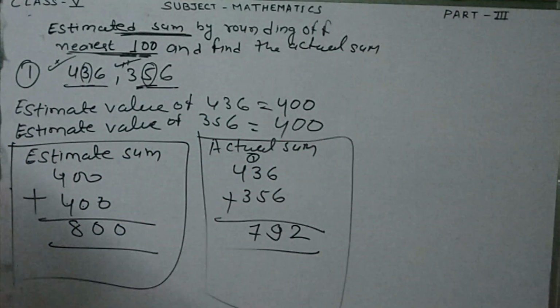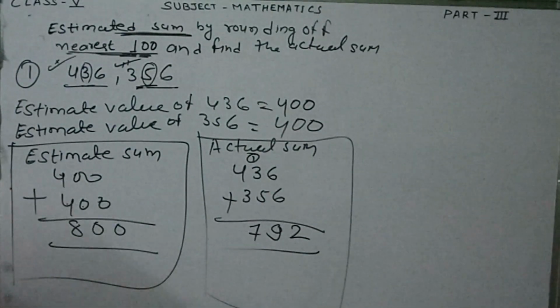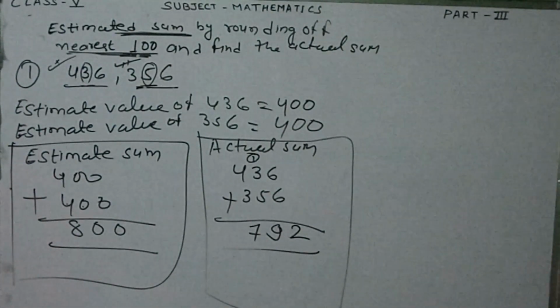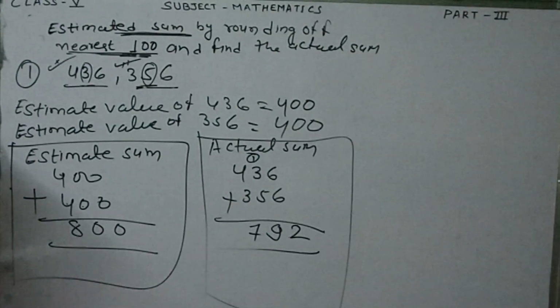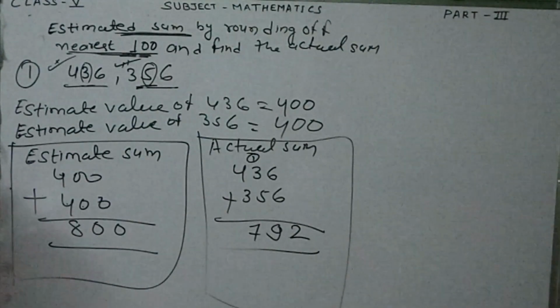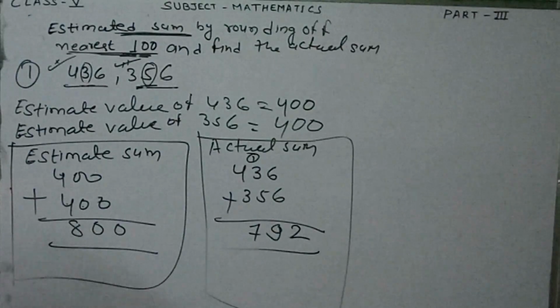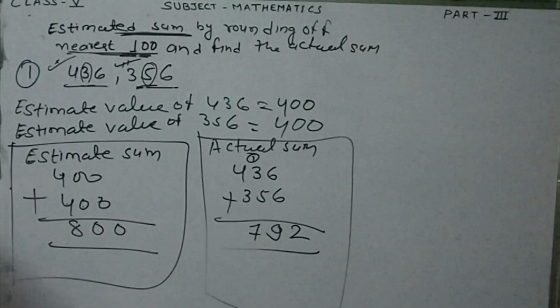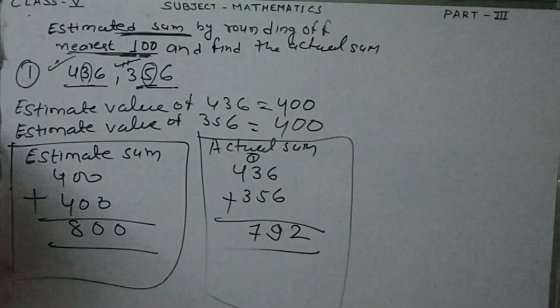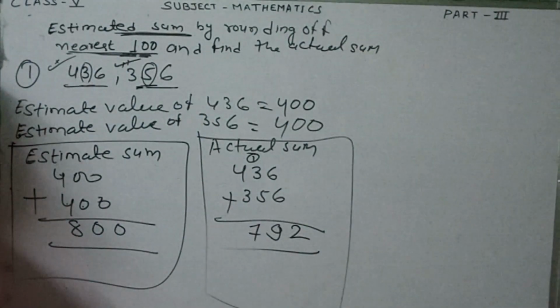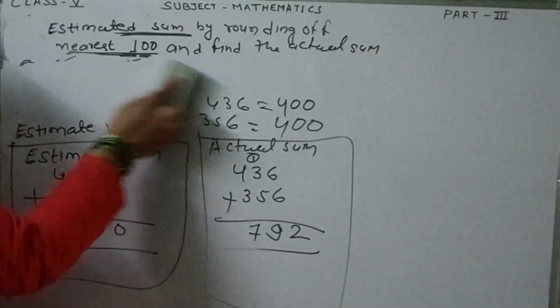From this method we will find all the answers of estimated sum by rounding to the nearest 10 or nearest 100. One more question is here. Find out the estimated sum by rounding to the nearest 1000. I informed you three types of questions arise here: nearest 10, nearest 100, nearest 1000.